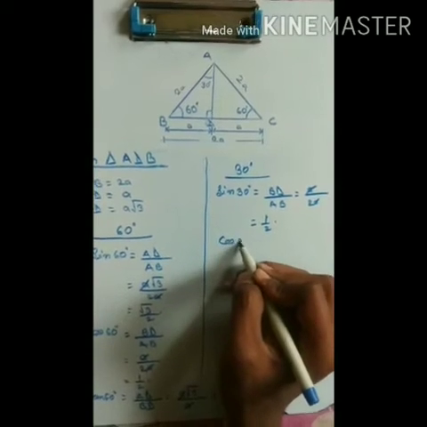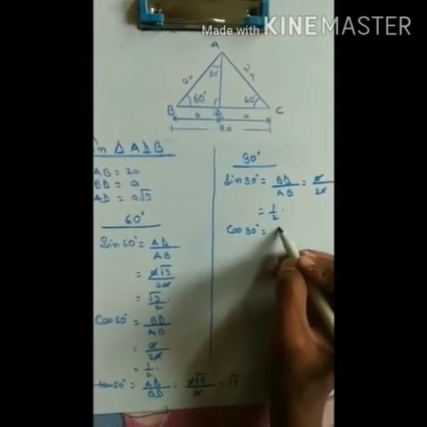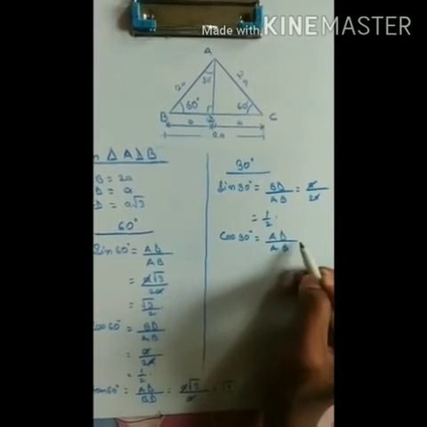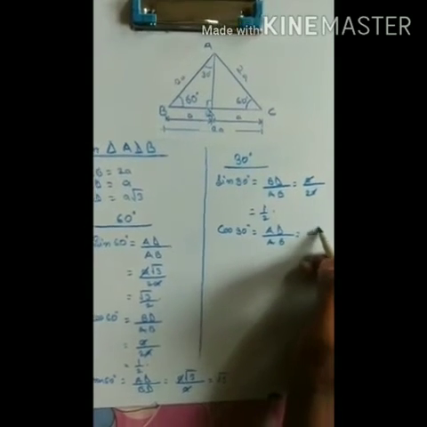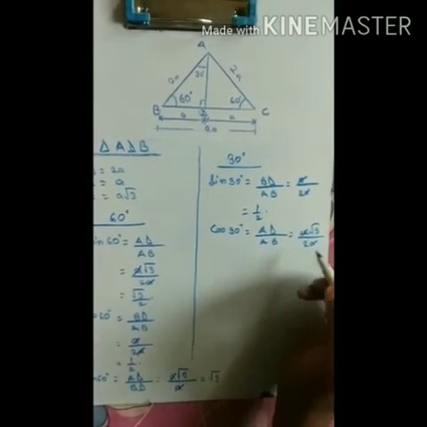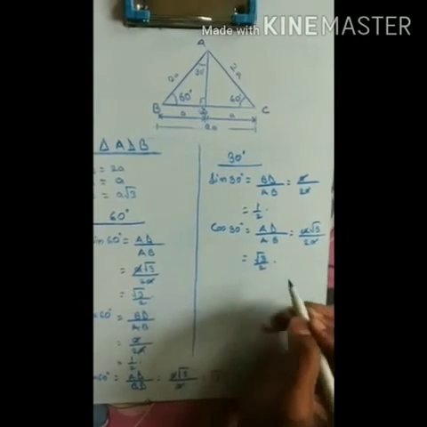Now come to cos 30 degree. Base is how much? AD is your base divided by AB. AD equal to how much? A root under 3 divided by 2A. A will be cancelled, equal to root under 3 by 2.